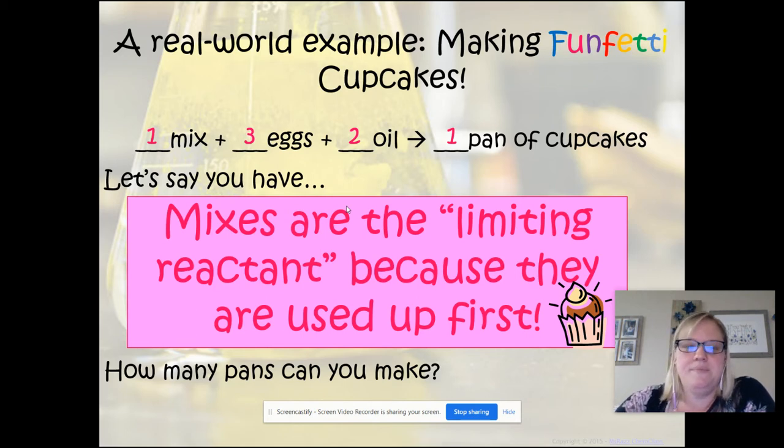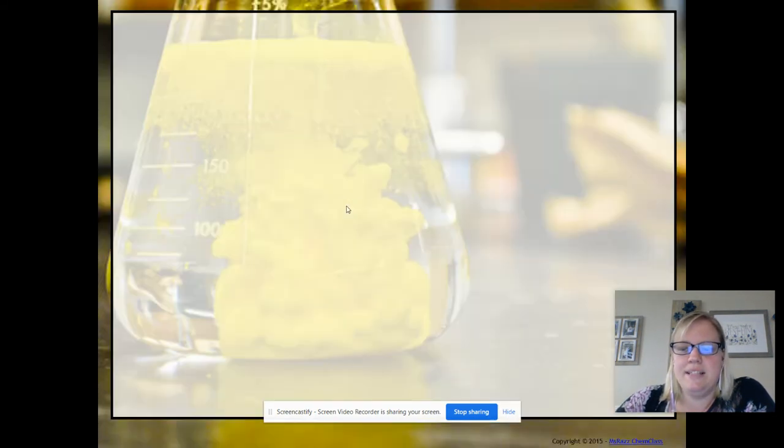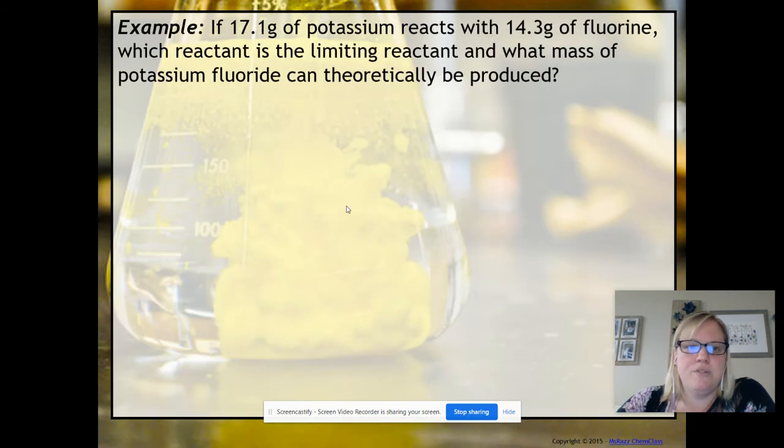so then you can't make any more cupcakes. All right, so let's go ahead and relate this back to chemistry and how we would use it in chemistry. So here's our example. If you have 17.1 grams of potassium and it reacts with 14.3 grams of fluorine, which reactant is a limiting reactant, and what mass of potassium fluoride can theoretically be produced?